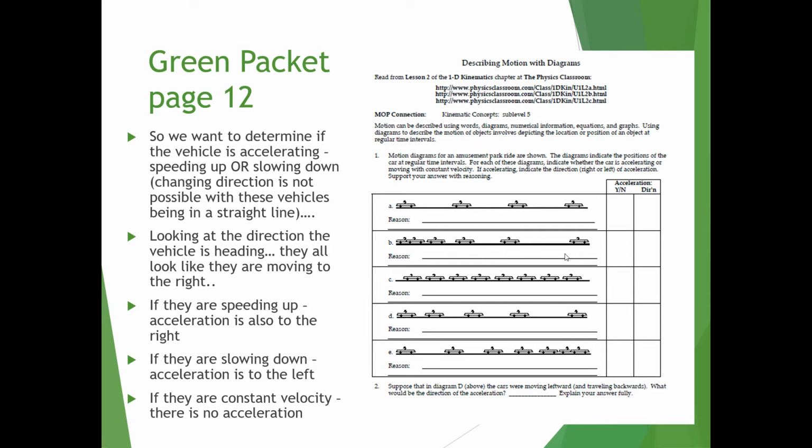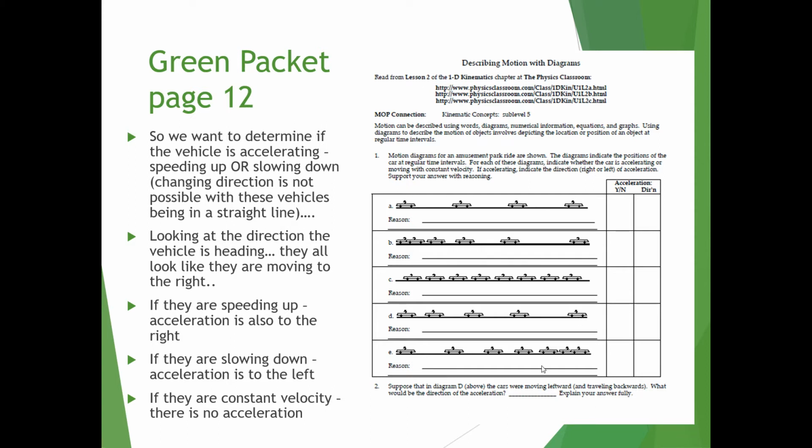Letter C. This looks familiar. We've got these cars spaced at even intervals, which indicates it's traveling at constant velocity. So it's not accelerating, and there's no direction of acceleration. And letter D, we have this car, and it's fairly close together here, and then it gets a little farther and farther and farther. So that looks like it's speeding up, so it is definitely accelerating. And since it's speeding up, the direction of the acceleration is to the right, the same as the direction of motion.